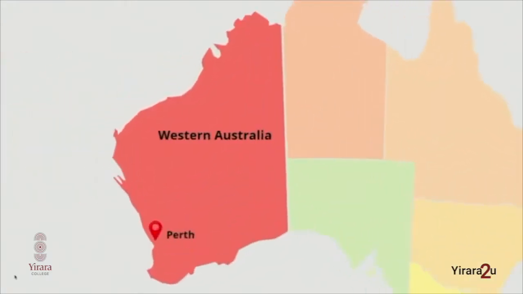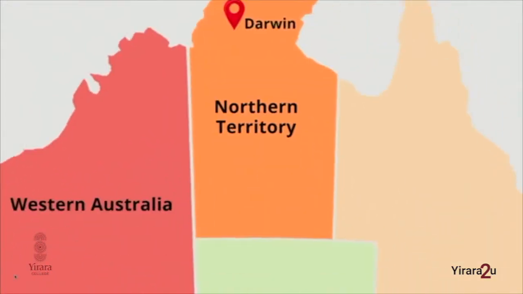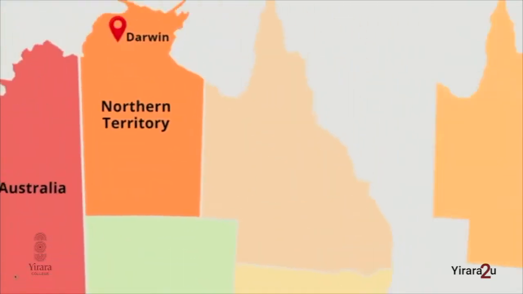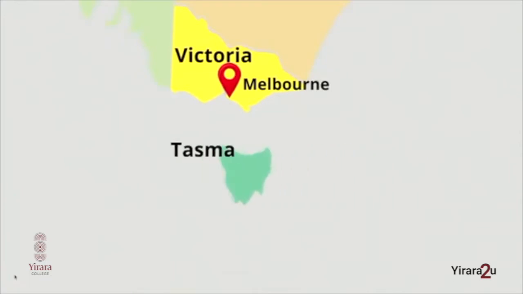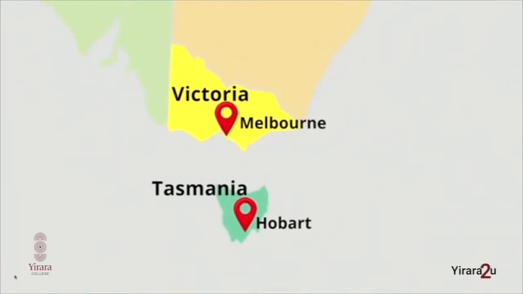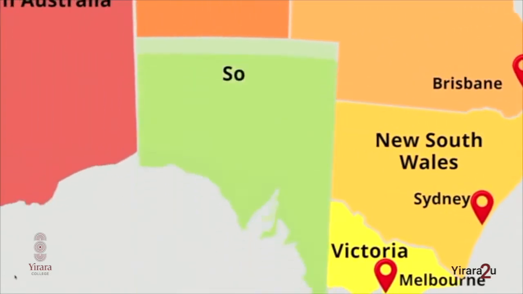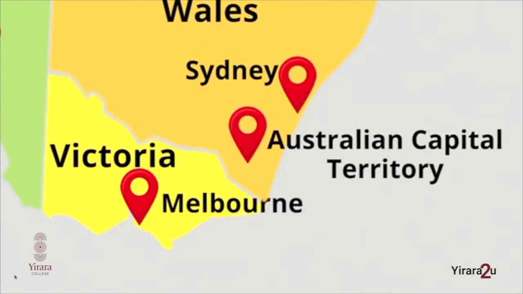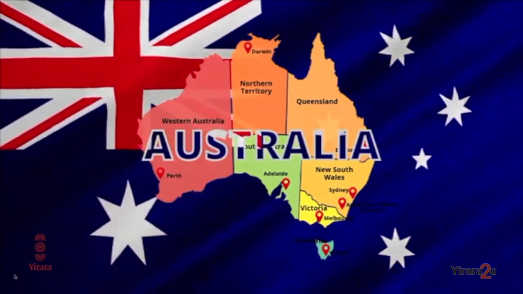Western Australia, Perth, Northern Territory, Darwin, Victoria, Melbourne, Queensland, Brisbane, Tasmania, Hobart, New South Wales, Sydney, South Australia, Adelaide, Australian Capital Territory, Canberra, Australia.